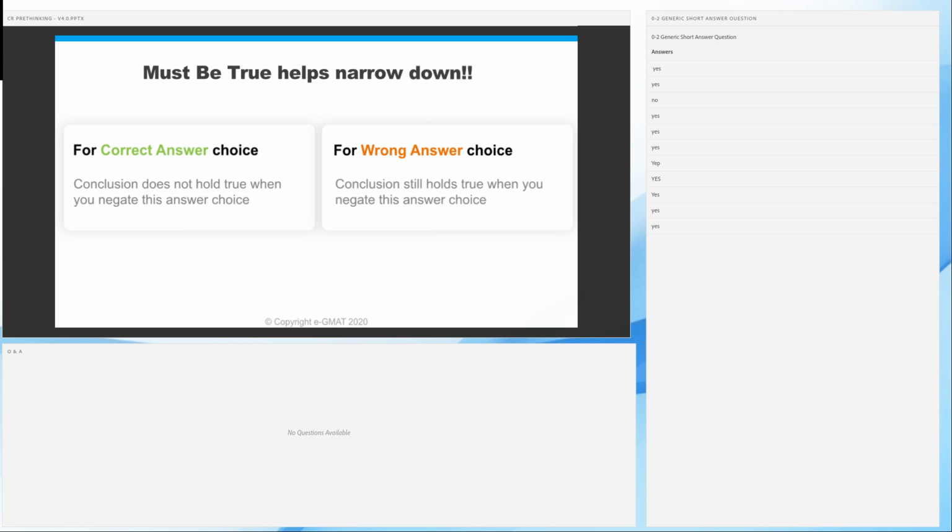Okay. Now, must be true is really, really important. That understanding of must be true helps you get to the correct answer. When you evaluate that must be true aspect, you'll figure out that the conclusion breaks down for the correct answer. For the incorrect answer, the conclusion continues to hold through. In fact, nothing happens to the conclusion. And regardless of the complexity of the argument or the answer choice, this principle will always, always, always play out.